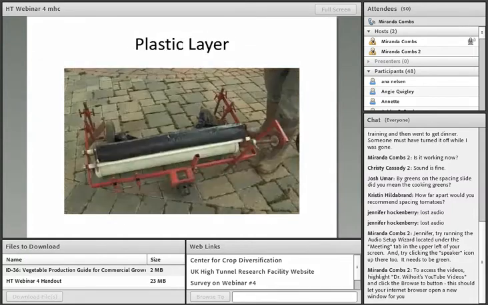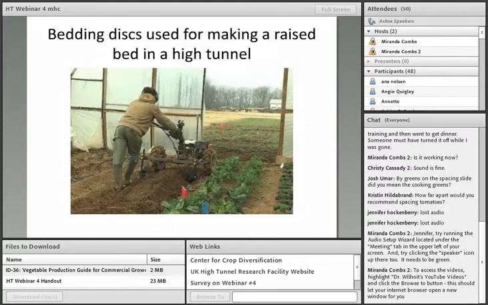And then finally, this is the plastic layer that I mentioned before. As Krista mentioned, at the UK Hort Farms, Research Farm, they don't tend to use the plastic covering the bed. Instead, they use the landscape fabric, and I'm going to talk a little more about that in a minute.